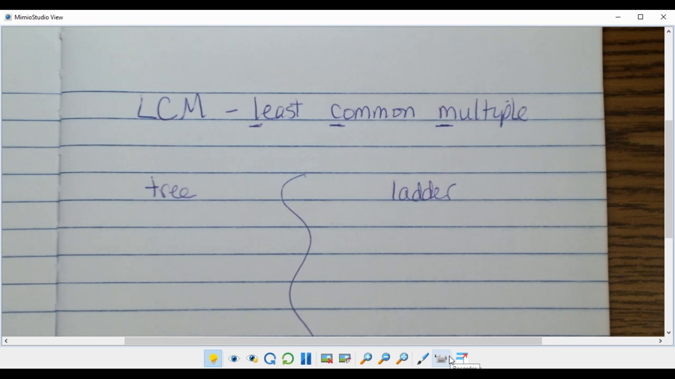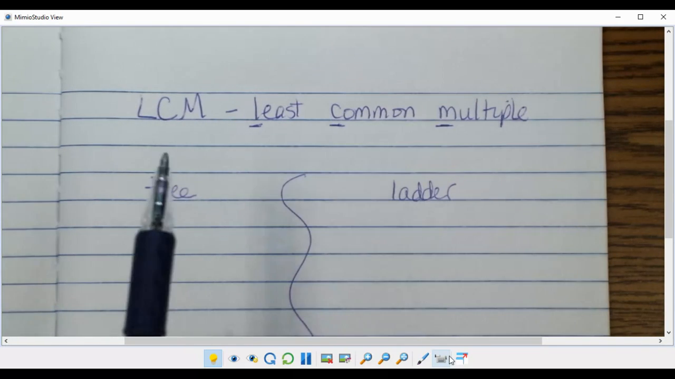In today's video, we're going to discuss least common multiple. This is going to look very similar to what we did yesterday with GCF, and some of it is similar, but there are different pieces to it that you need to pay attention to. So let's first talk about the vocabulary.